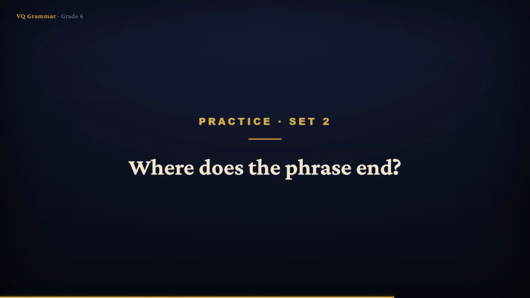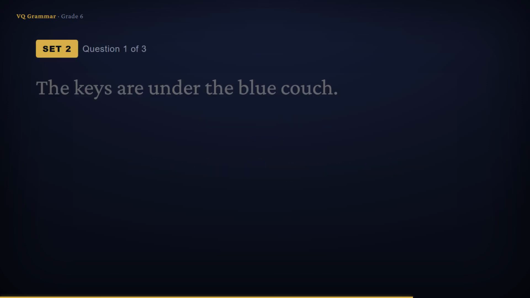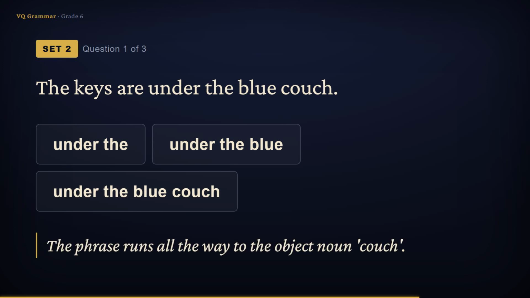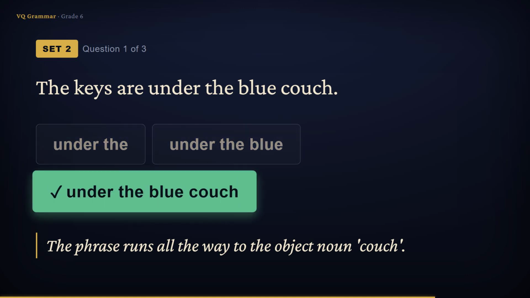In this second set, each phrase starts at a preposition, but your job is to decide exactly where it ends. Remember, a phrase ends at its object noun or pronoun. Pause and try each one before I answer. The keys are under the blue couch. The phrase starts at under, but where does it end? It has to run all the way to the object noun, and that noun is couch. The and blue are middle words tucked inside. So the answer is under the blue couch.